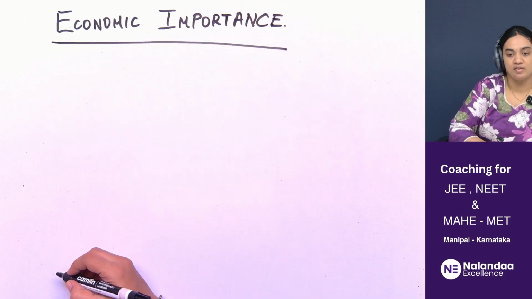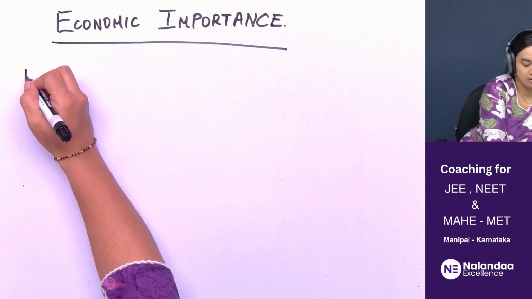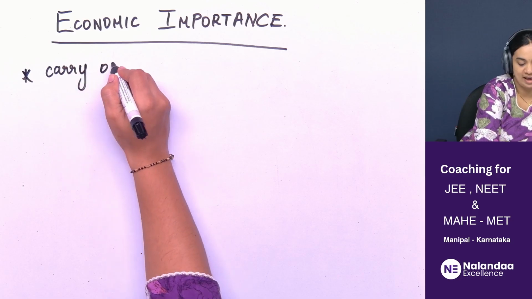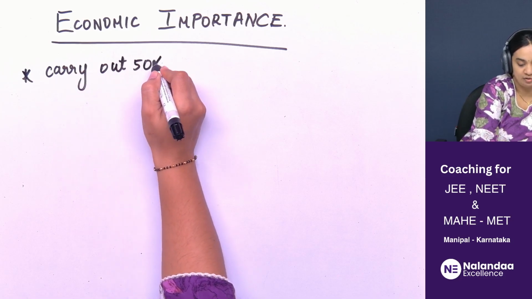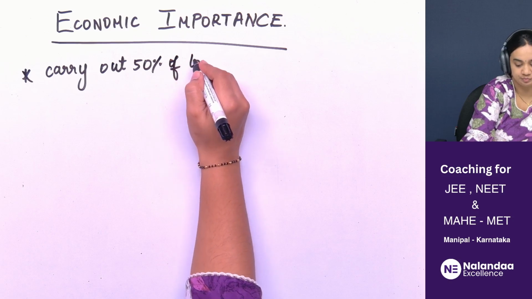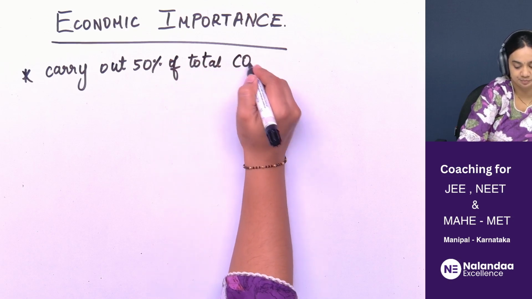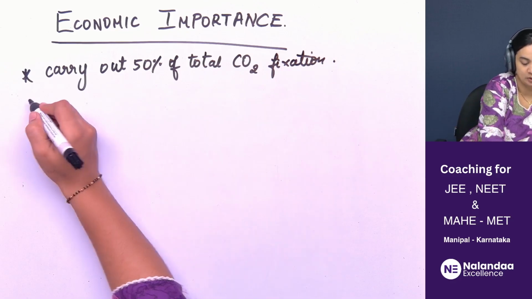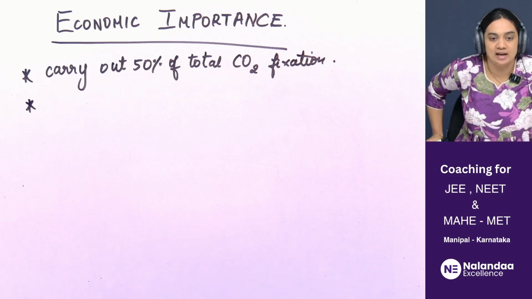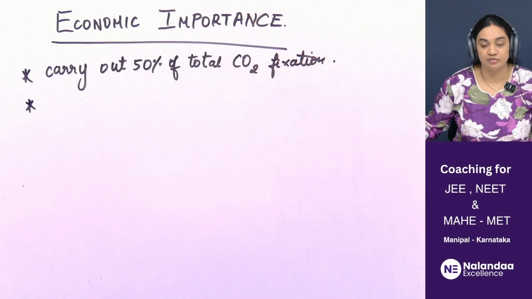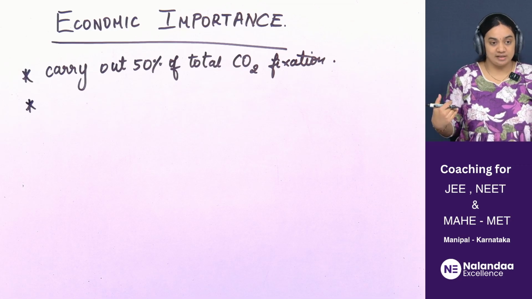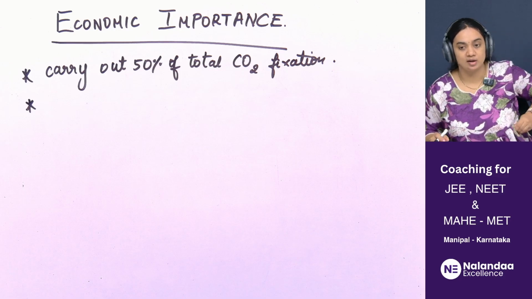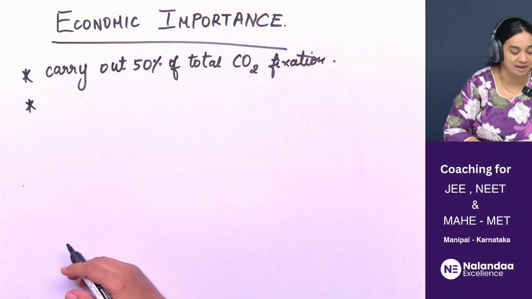economic importance of algae. Okay, so talking about the economic importance of algae, they are quite important. They carry out about 50% of the total carbon dioxide fixation on earth. Okay, because algae are photosynthetic, they carry out around 50% of the total carbon dioxide fixation, carbon dioxide being fixed and converted into other materials. So that work, more than 50% of it is being done by algae.